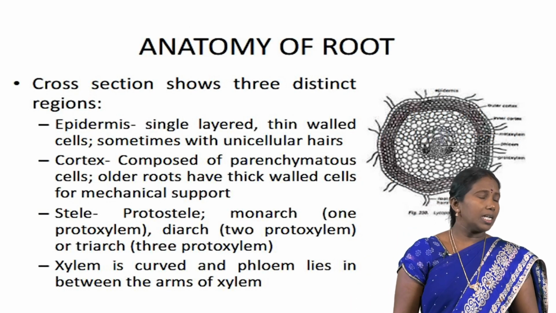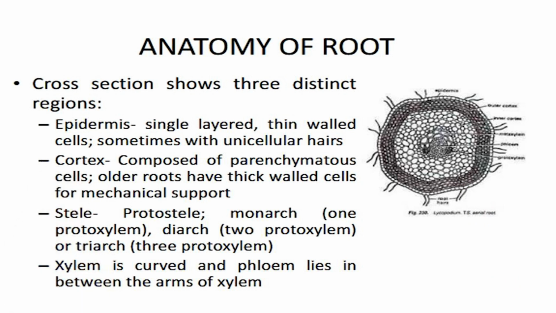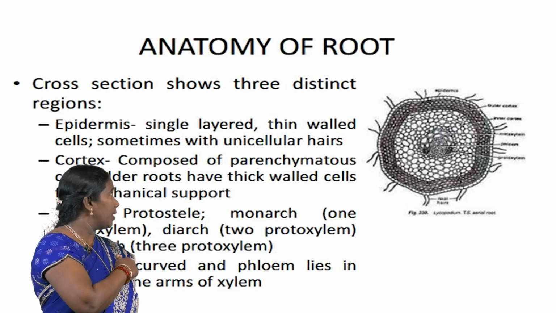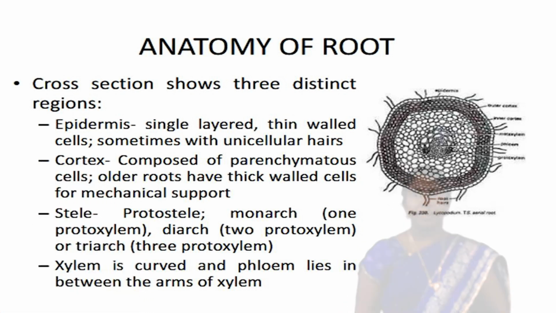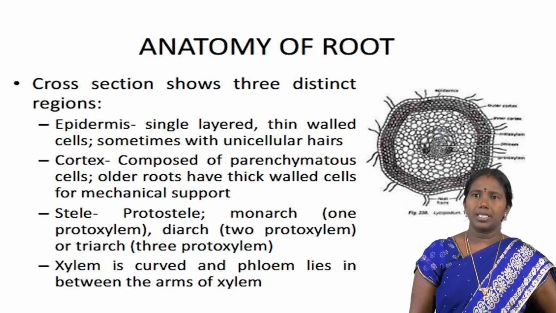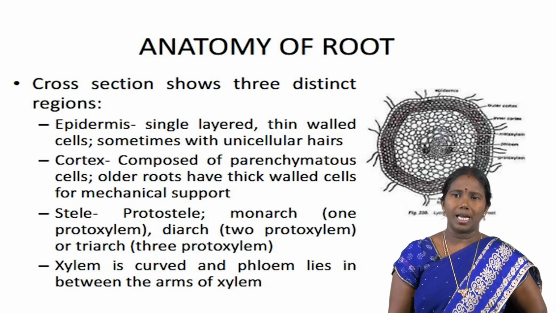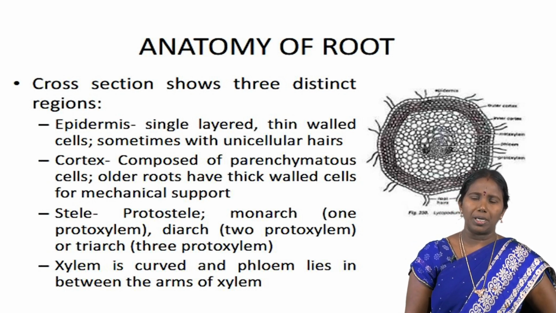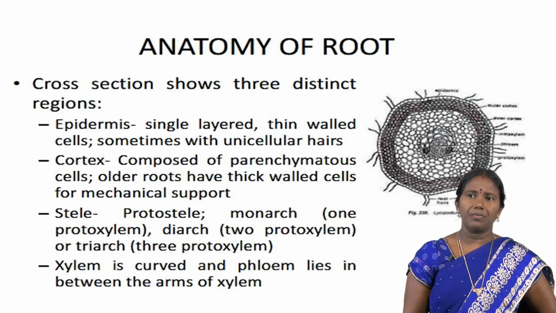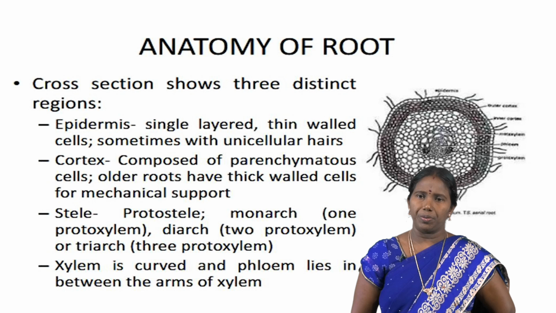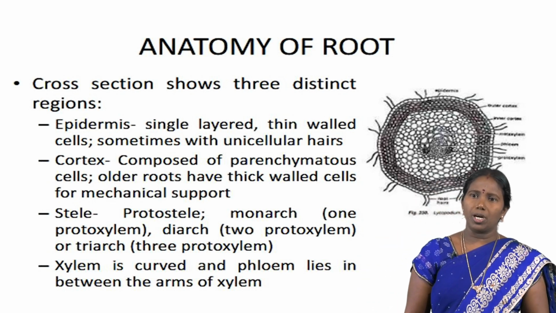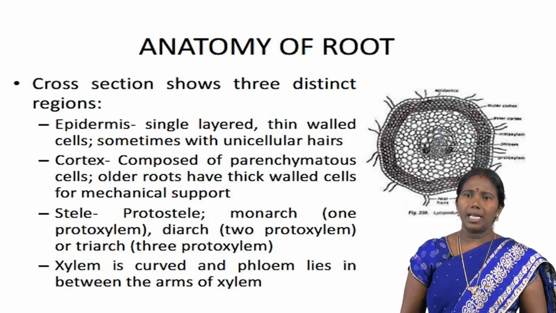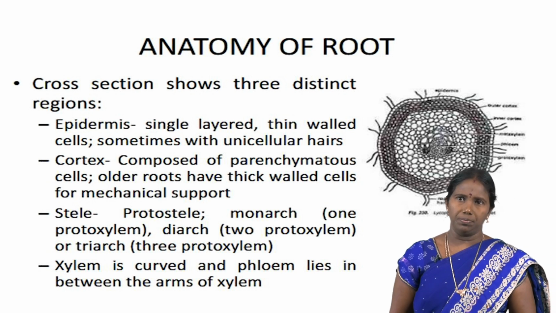This slide shows anatomy of root. This is outer layer of epidermis, middle layer of cortex and inner layer of stele. The epidermis is a single layer of thin-walled cells, sometimes with unicellular hairs. Cortex, just below the epidermis, composed of parenchymatous cells. Older roots have thick-walled cells forming mechanical support. Stele: protostele, monarch, diarch and triarch. Xylem is curved and phloem lies in between the arms of xylem.